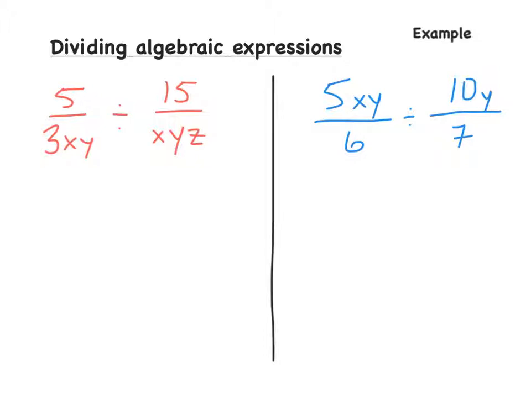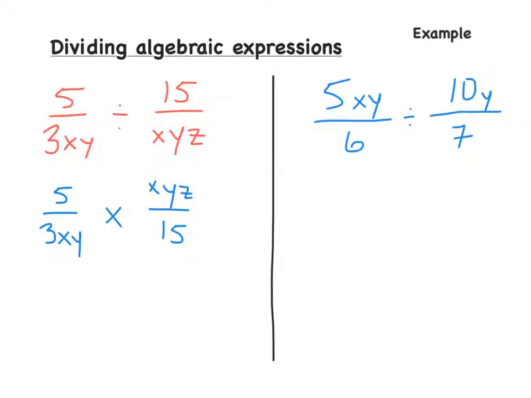So keep the first fraction the same. What is the reciprocal of 15 divided by x times y times z? All you have to do is flip it over: x times y times z divided by 15. Remember, we're multiplying. So now we can cross-simplify.